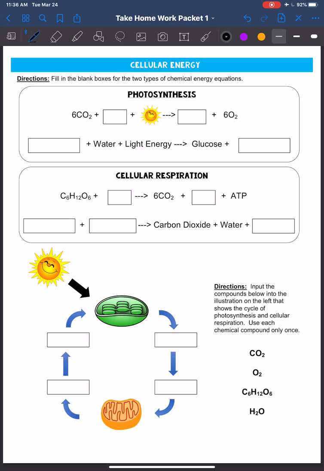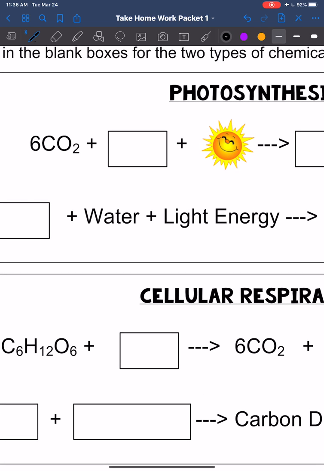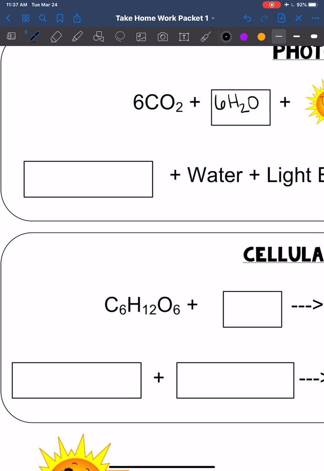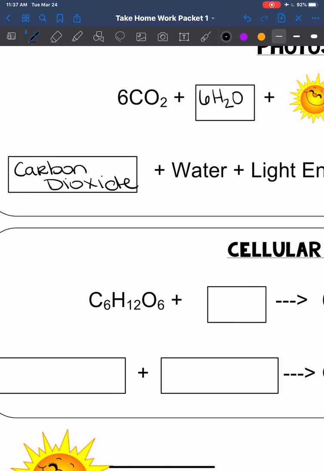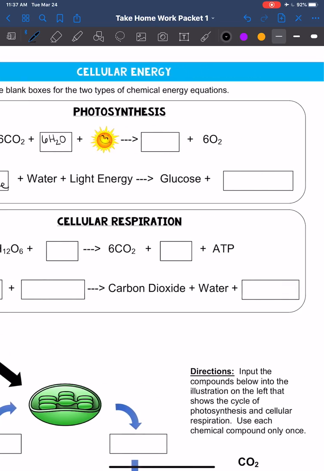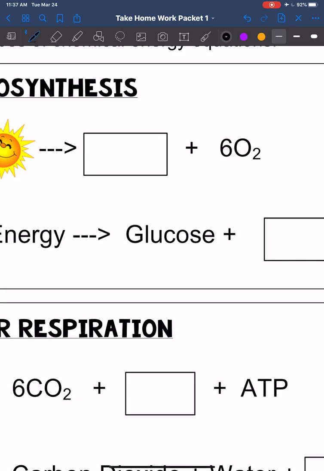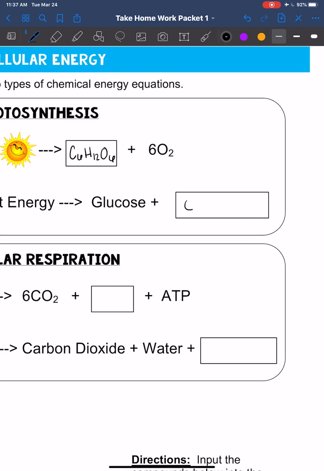So 6 CO2 plus, I'm going to zoom it in a little bit, sorry, plus 6 H2O, which is carbon dioxide, water, and light gives us glucose. Who remembers the formula for glucose? I'm sure you're yelling at the screen right now, so go ahead and yell it for me. It is C6H12O6 plus 6O2, and O2 is oxygen.